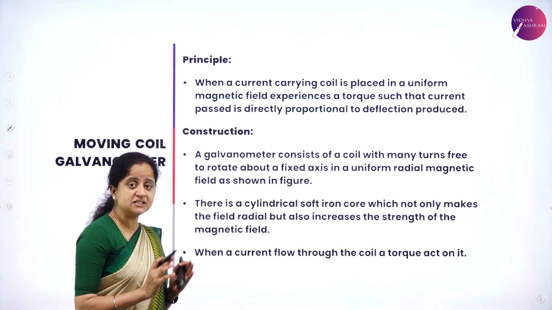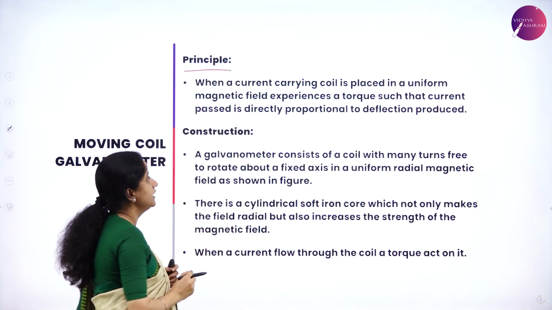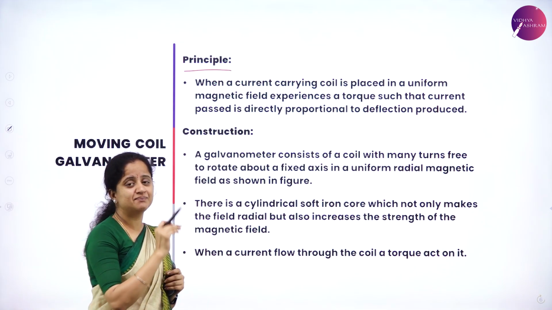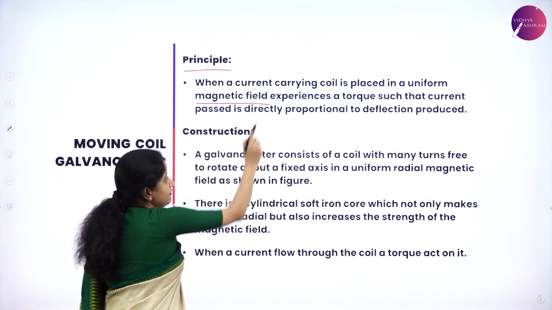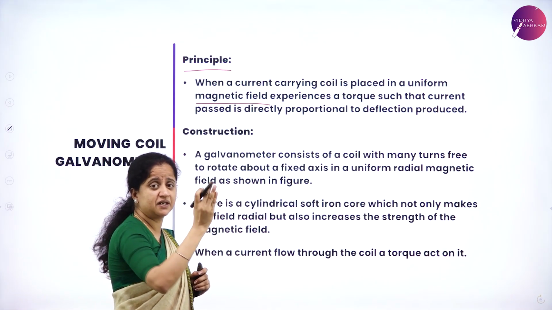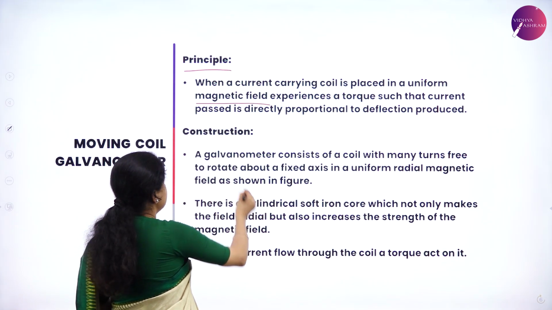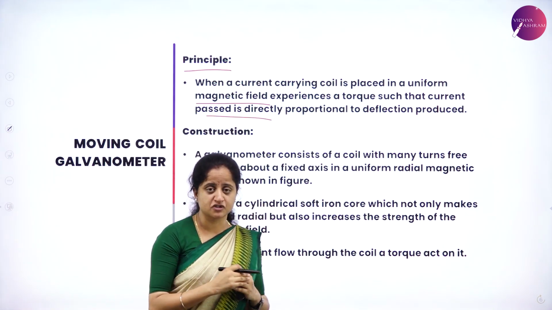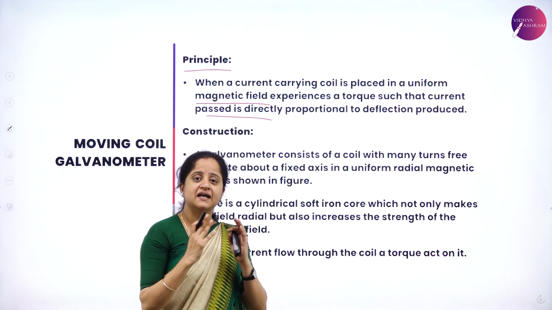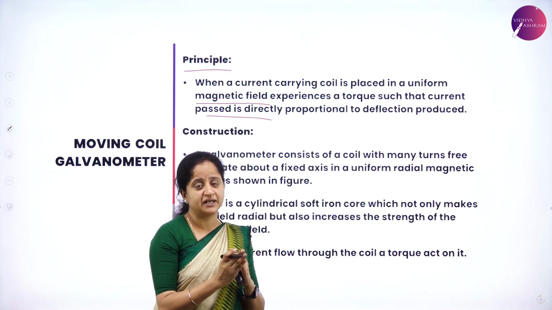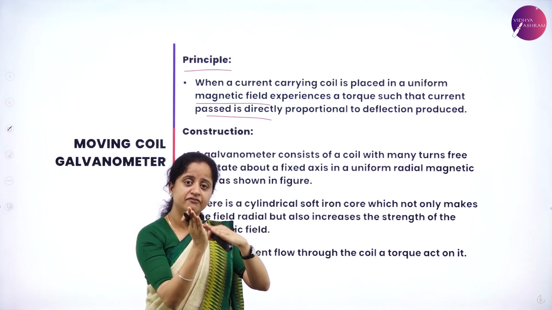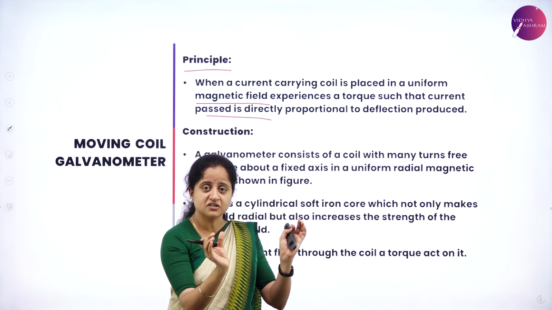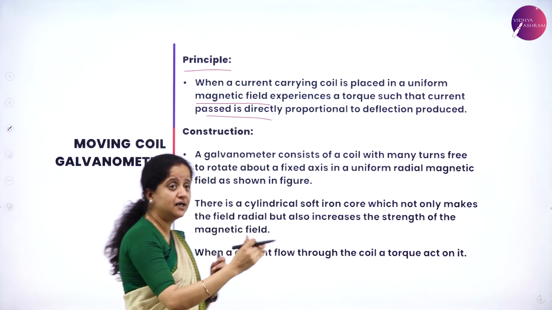Let us now study the principle of the galvanometer, which is very important. When a current carrying coil is placed in a uniform magnetic field, it experiences a torque, a kind of force, such that the current passed in it is directly proportional to the deflection produced, because I told you already that a galvanometer is used to detect the amount of current. As soon as we see the deflection in the galvanometer, we can conclude that so much current is flowing through the circuit.